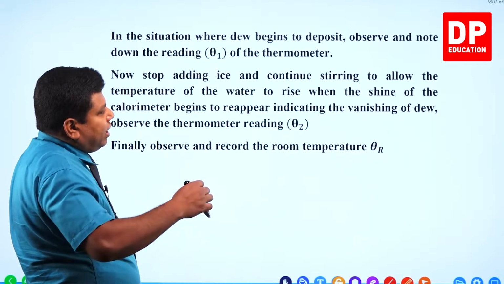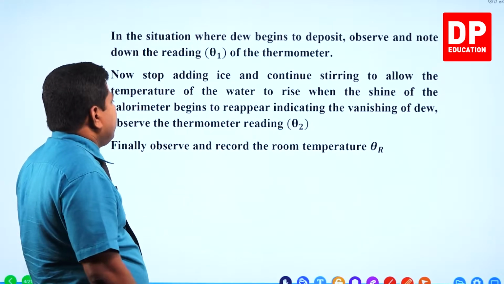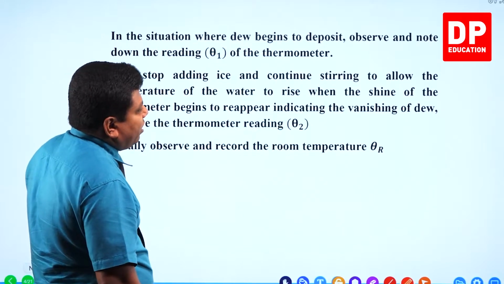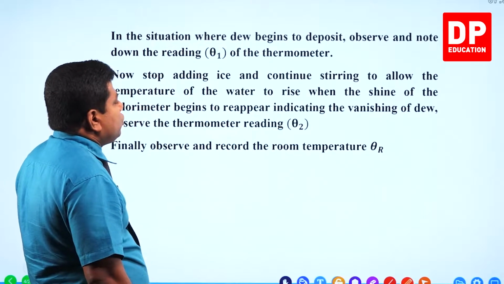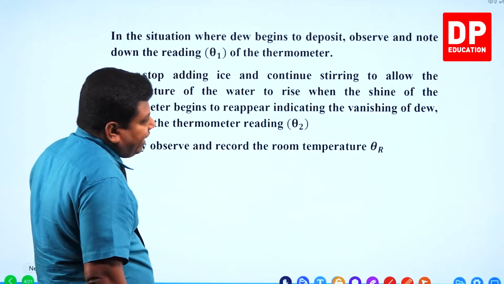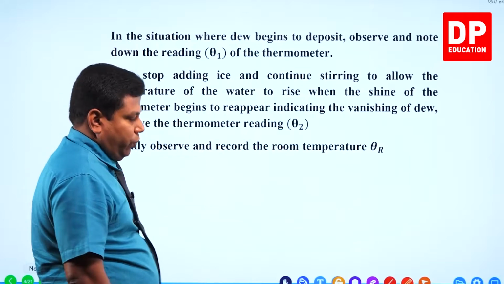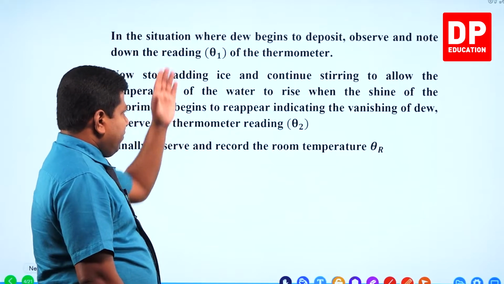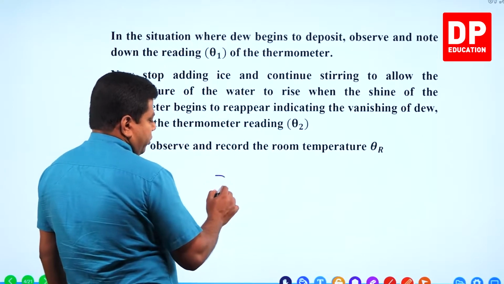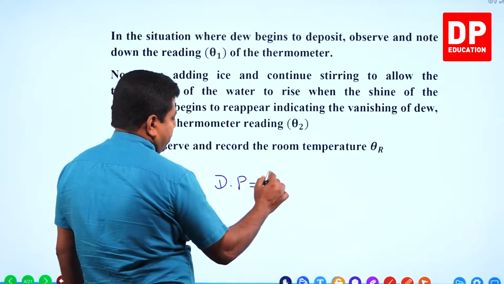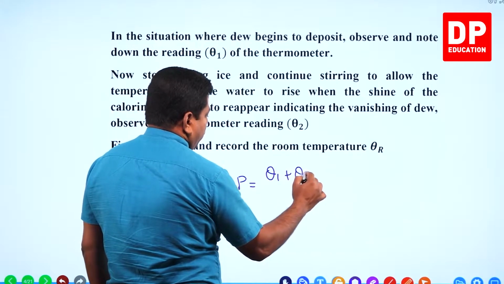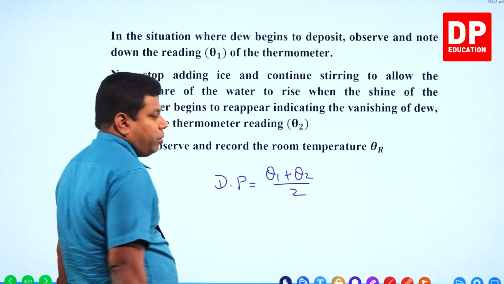Now stop adding ice and continue stirring to allow the temperature of the water to rise. When the shine of the calorimeter begins to reappear, indicating the vanishing of dew, observe the thermometer reading θ2. So the dew point is going to be (θ1 + θ2)/2. That will be the dew point.